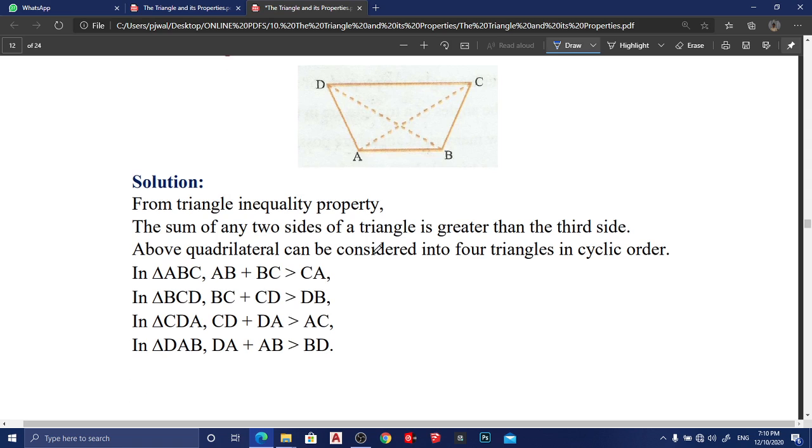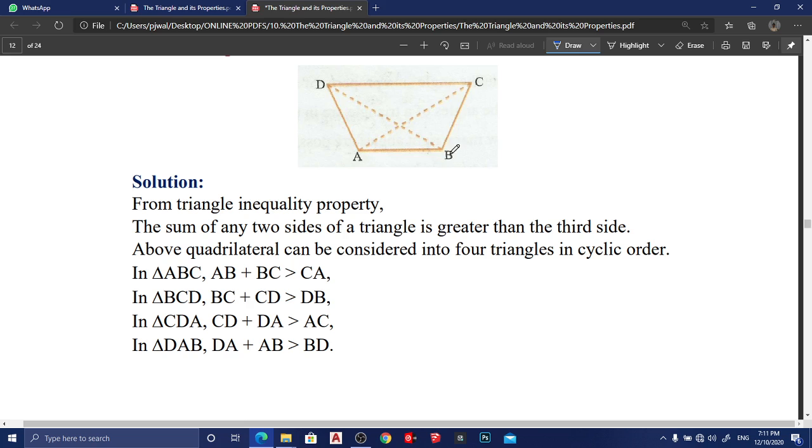So from the triangle inequality property, again we are taking in a cyclic order. First you take triangle ABC. Before applying the triangle inequality property, observe here I am dividing this quadrilateral into 4 triangles. First I am taking ABC. Orderly you can take. First you start with ABC, start with B, BCD. If you start with C, CDA. If you start with D, DAB.